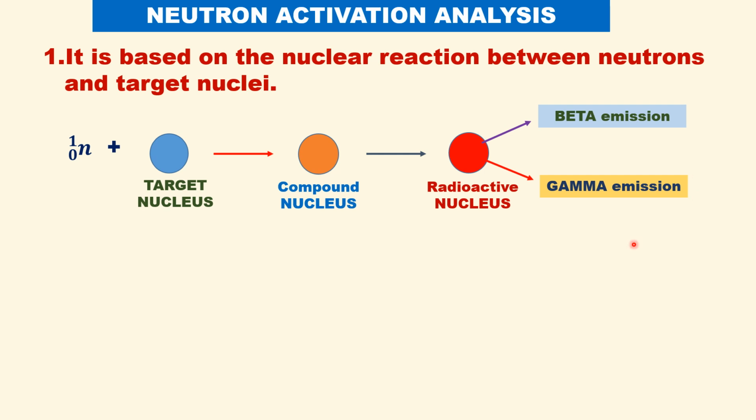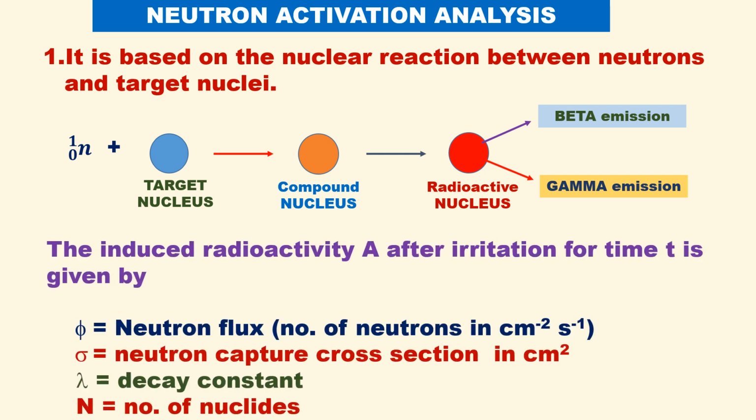emits gamma rays. From the gamma ray energy, we can identify the element present, and from the intensity of the gamma ray emitted, we can use it for determination of the concentration of the nuclei in the sample. We will see in detail.